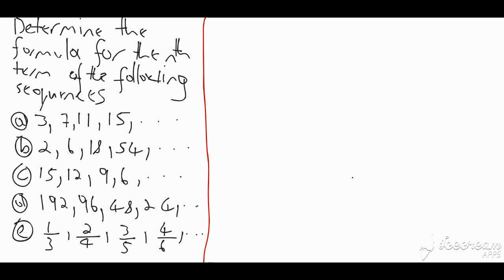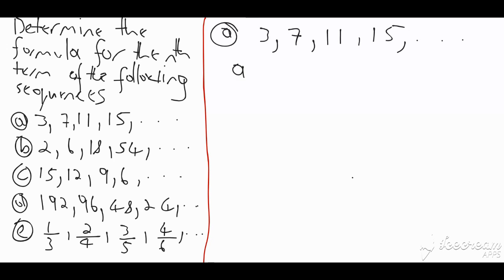So let's look at the first sequence, sequence A. The terms are 3, 7, 11, 15. Now, clearly, I can see that I am going up by 4, which makes this an arithmetic sequence. If I go 3 plus 4, I get 7, 7 plus 4, I get 11. So I know that this is arithmetic. Now, let us recall the formula for an arithmetic sequence.